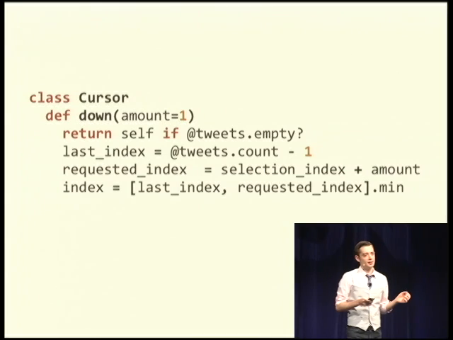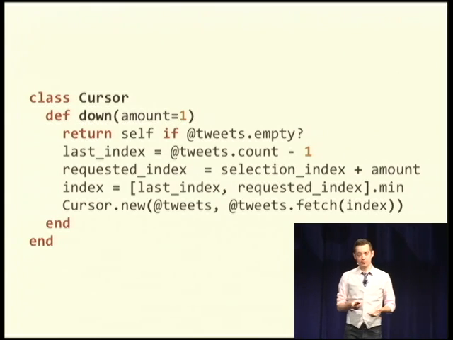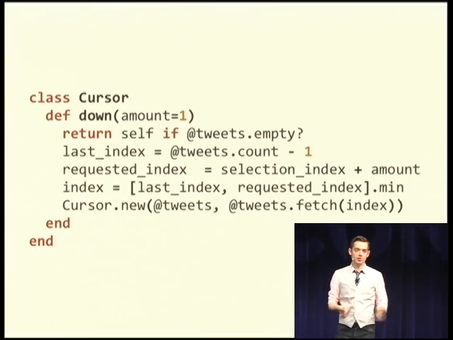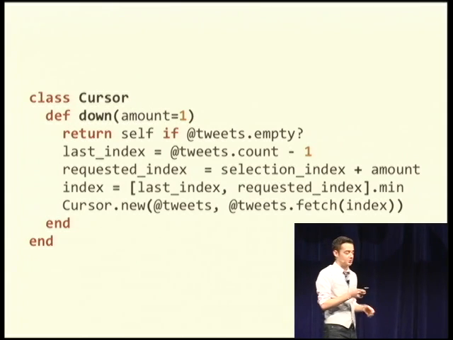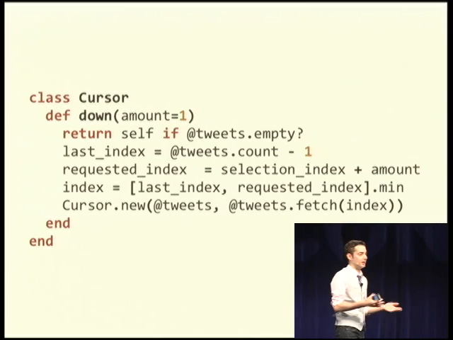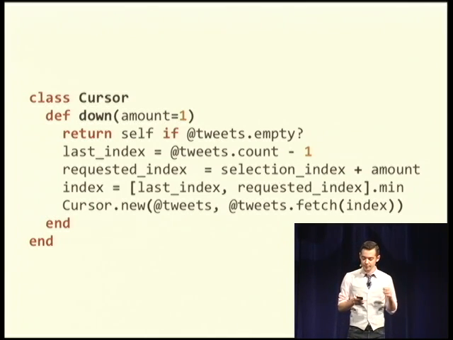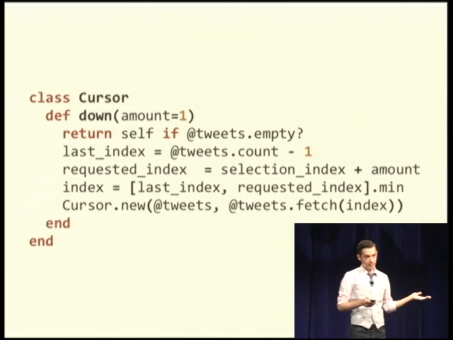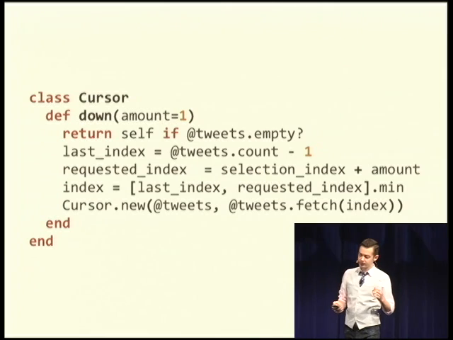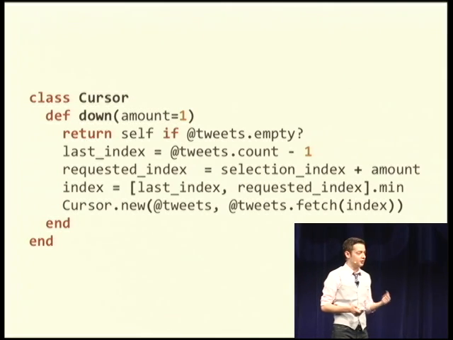Once we have that, we then just construct a new cursor, cursor.new, same old tweets, new selection. And when I say tweets.fetch(index), I'm just pulling the indexed tweet out of the array, so it's stored as the selection. This is functional. There's no mutation going on here. It is very easily tested in isolation. You just push values in, you get values out.